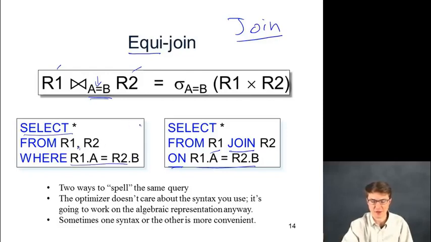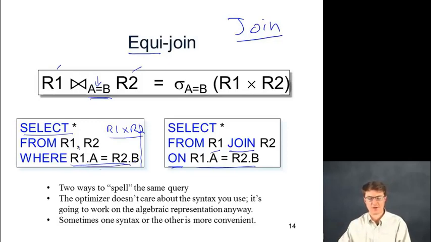Now, if I literally translated this into a brain dead relational algebra plan, and we'll talk about how to do this a little bit more mechanically in a bit, this is saying, well, first build the cross product of R1 and R2, and then filter that cross product such that this condition is met. And this one is saying, no, no, no, don't do that. Use the join operator rather than generating the cross product.